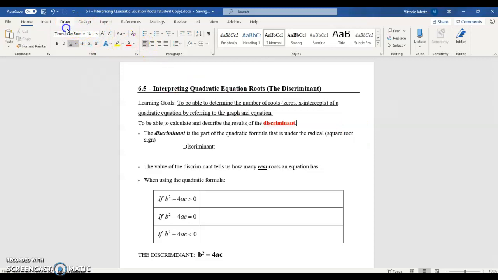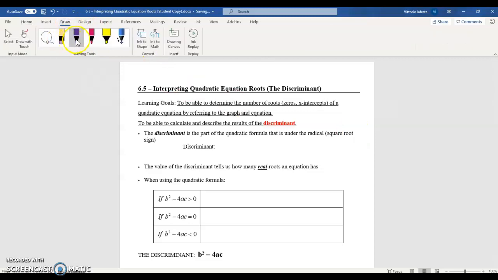So what does that mean? Let's get our pen tool ready to go here. So the discriminant part is this part here, the b squared minus 4ac. That's the discriminant. And so you can actually use the discriminant to figure out how many zeros or solutions that you have, how many real roots that you have. So that's a key term there, real roots.